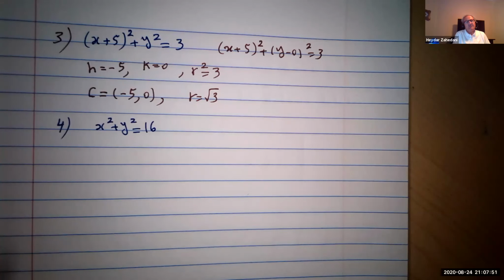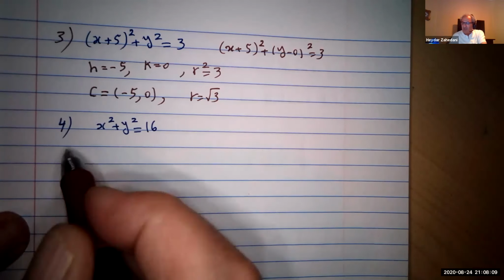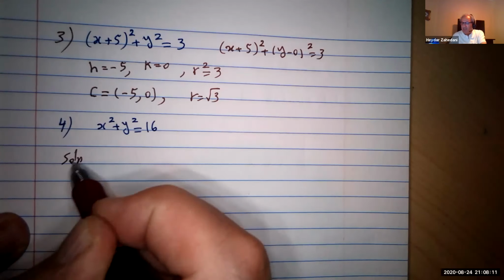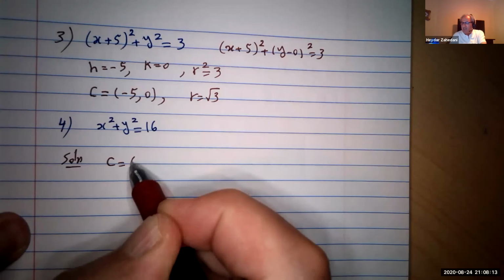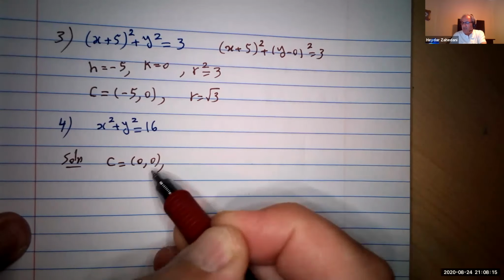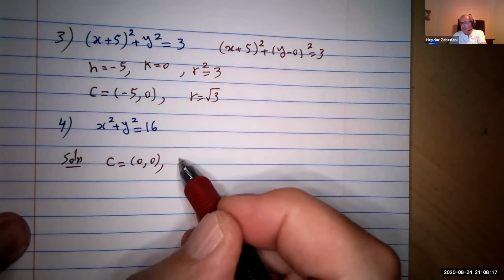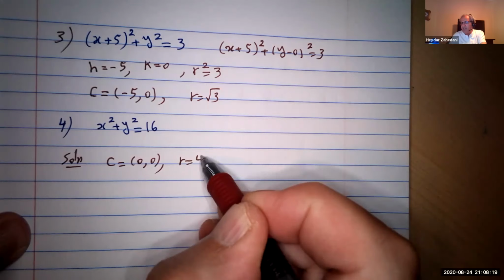Any suggestion for the center? The center is 0, 0. Yes, and the radius is 4. Excellent. That's it. The center is 0, 0 because x squared plus y squared. Okay, so the solution is going to be the center is 0, 0, and the r is equal to 4. And then we're done.